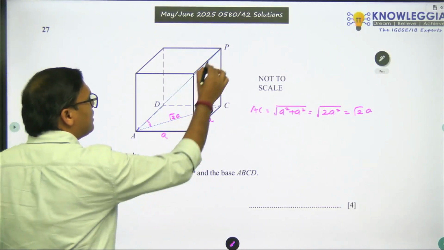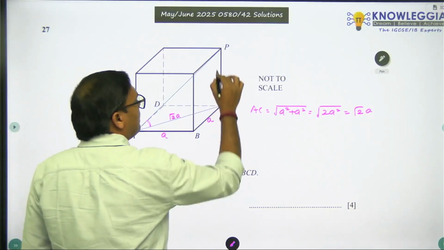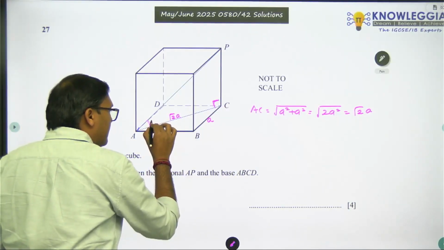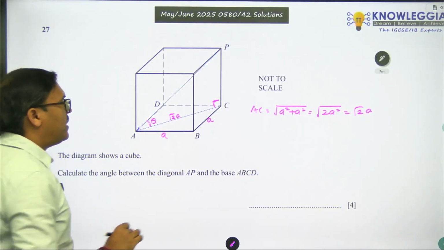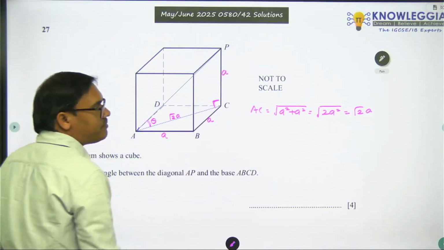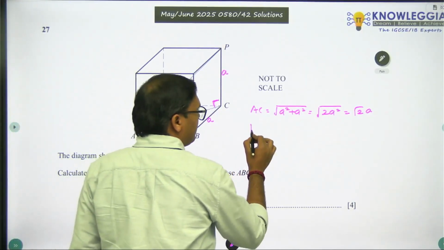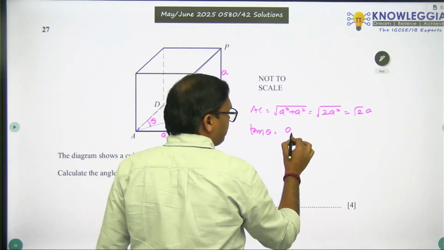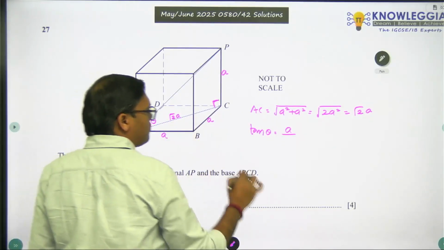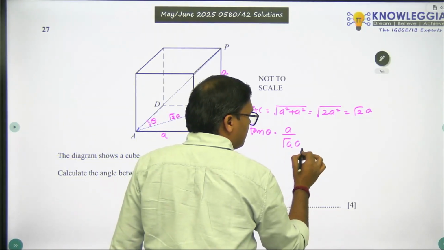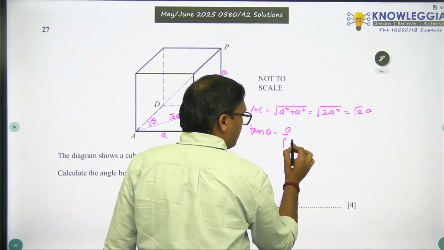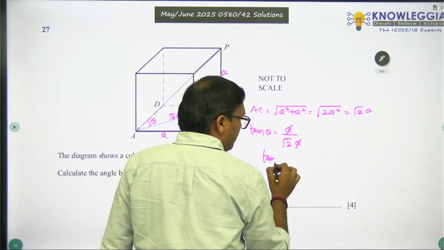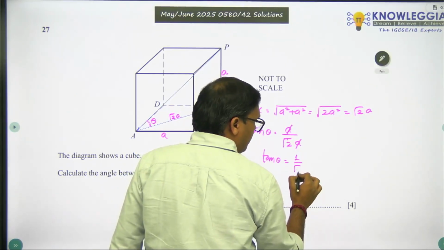Now, you can see triangle APC. In triangle APC, this angle is 90 degrees. And you have to calculate this angle. This is just theta. And this side will be a because this is a cube. So I can say, what is tan theta? The opposite side is a. And the adjacent side is root 2a. So the a cancels. So what is tan theta? Tan theta is 1 by root 2.